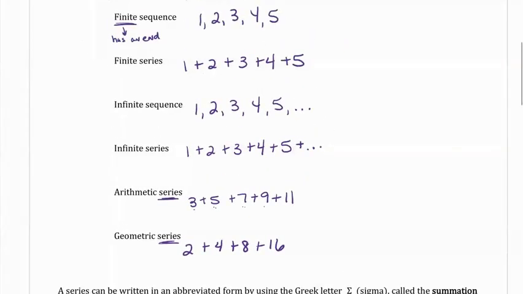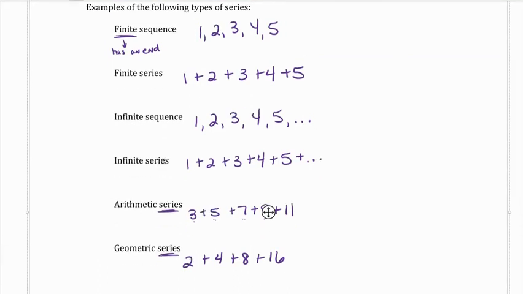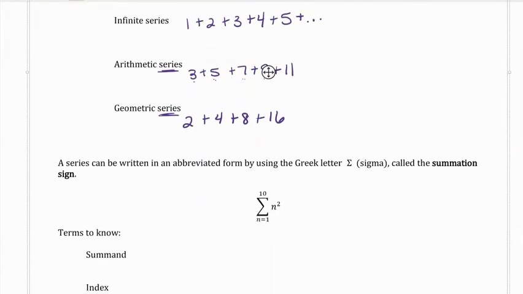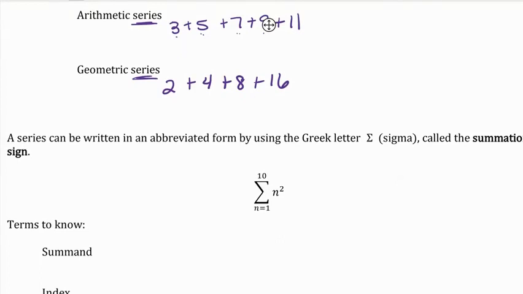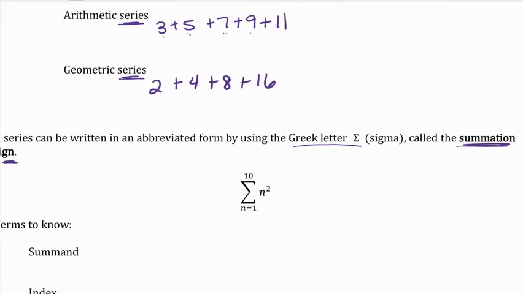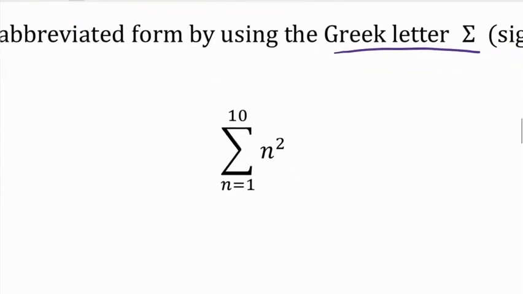Okay, so when we talk about series in math, there's a very important symbol that we will use a lot. It's called a sigma, or a summation sign. We use the Greek letter sigma, that's a capital S in the Greek alphabet, and that sigma always stands for a summation sign. So anytime you see this sigma used in math, always think about adding. That's a sum, so we're always going to sum what we see.